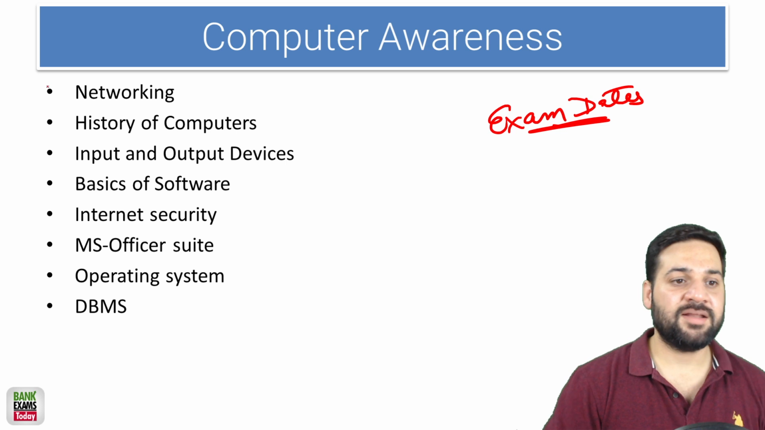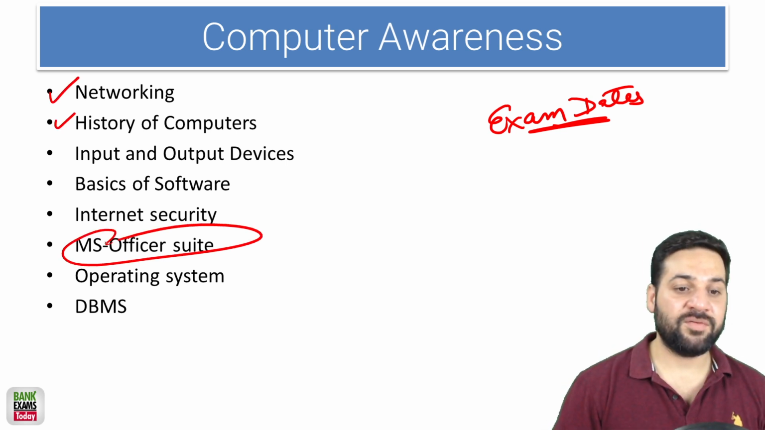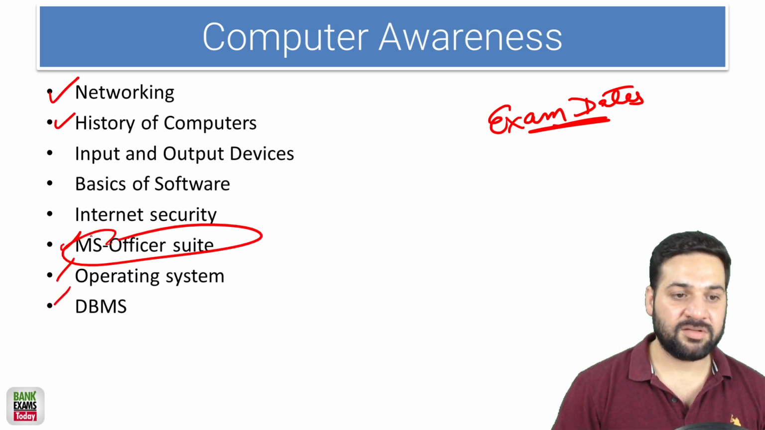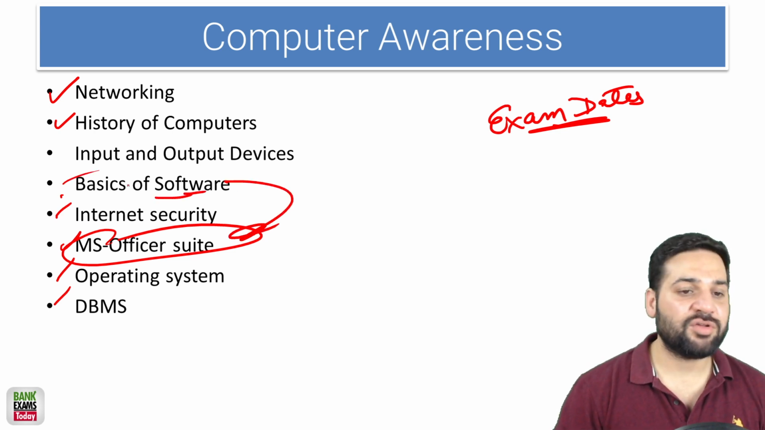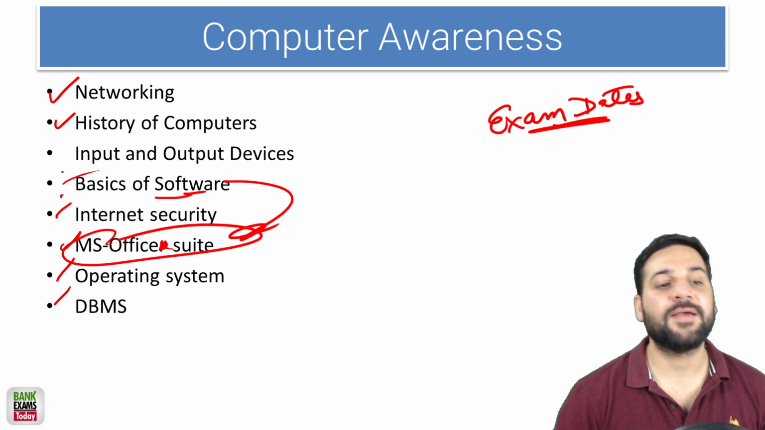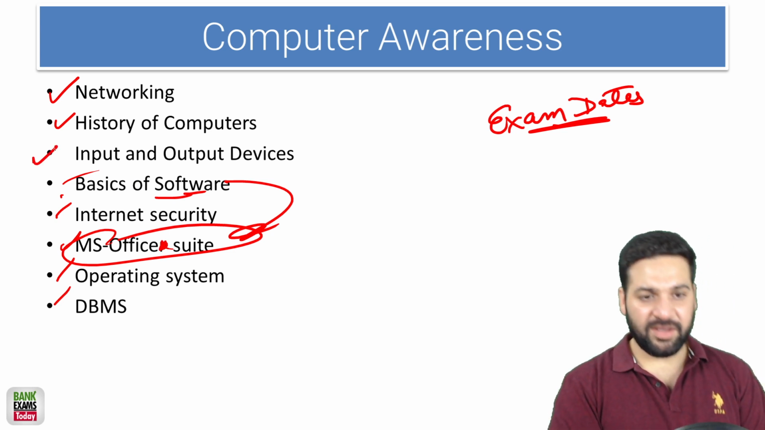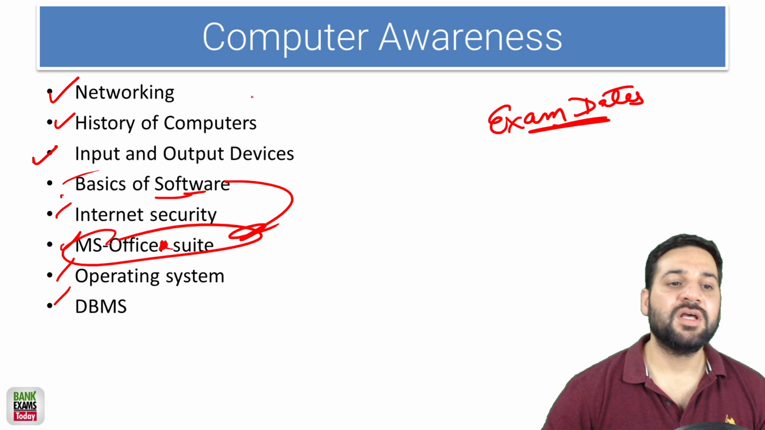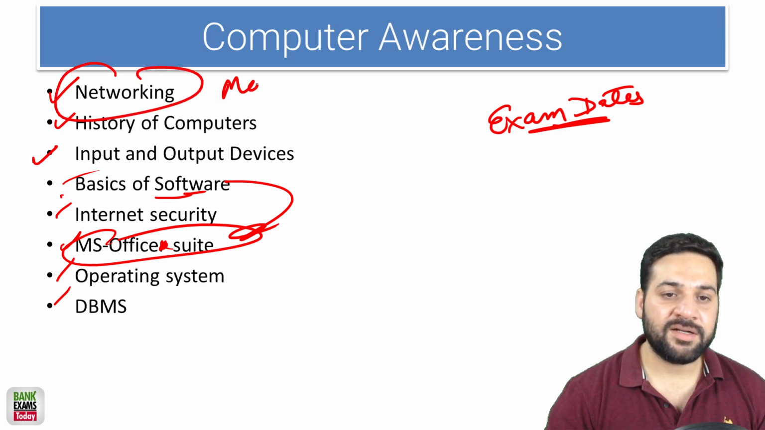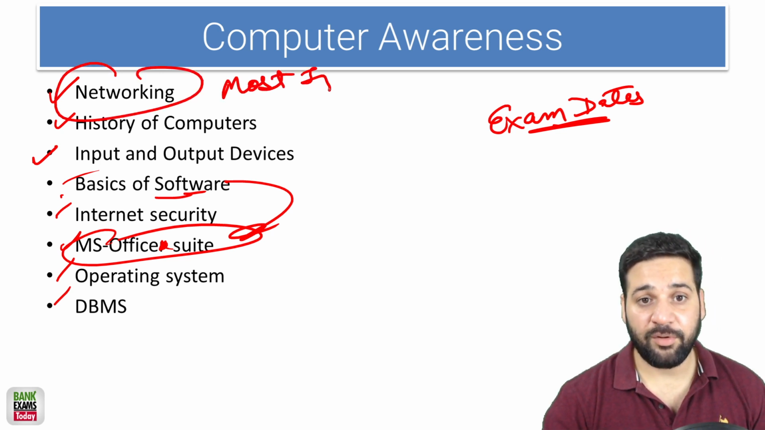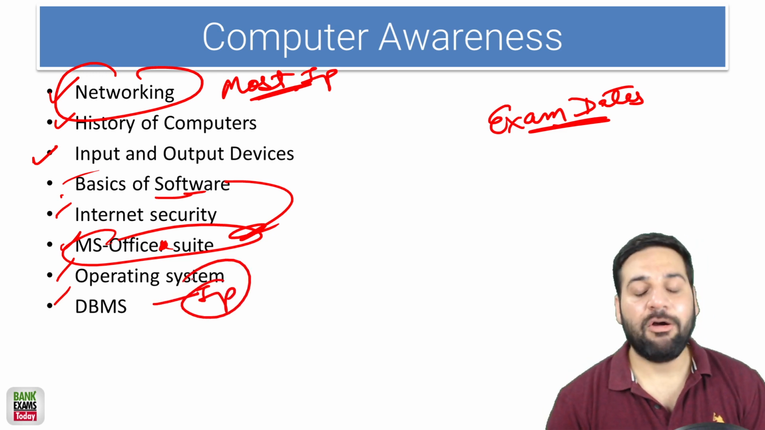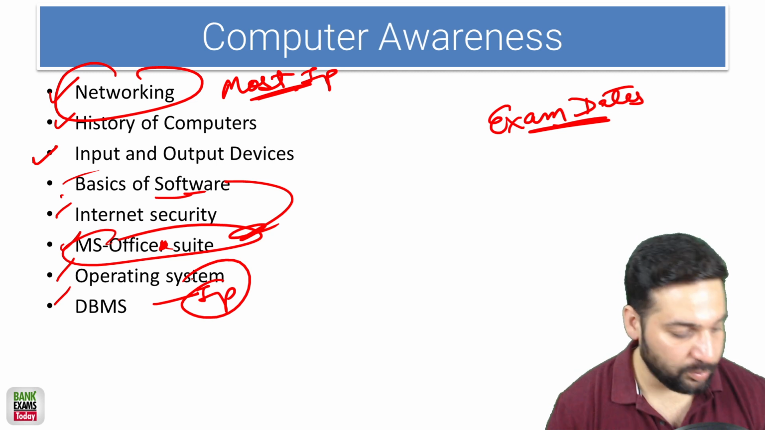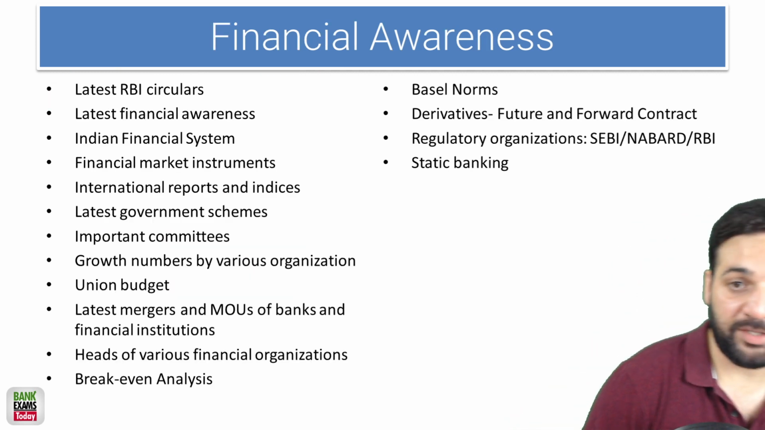So computer awareness, networking, history of computer, MS Office suite is very important, operating system, DBMS, network security, basics of software which includes MS Office. Input output devices, the basic input output devices. So networking is most important. A lot of questions are asked, most important. Please remember that DBMS is also important. Okay, I already shared a lot of notes for the computer awareness on my blog for free.